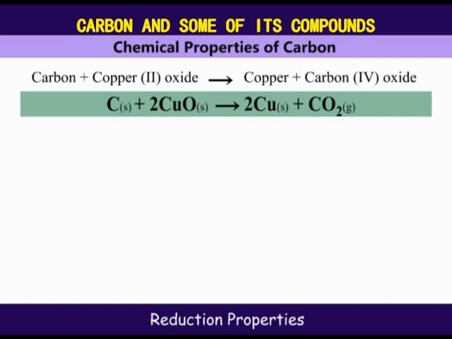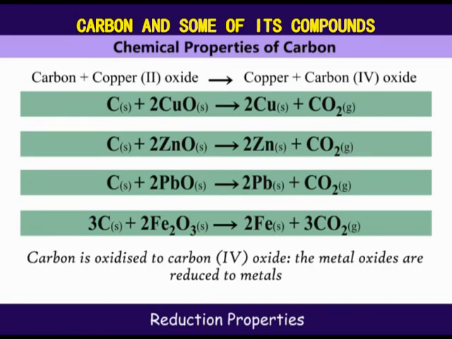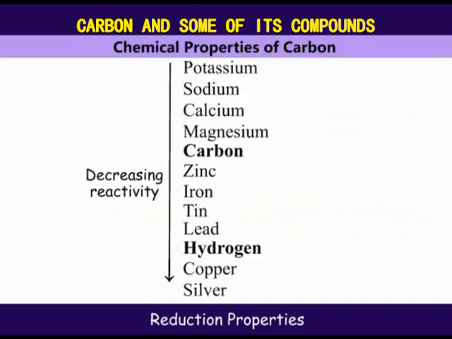Similarly, carbon removes combined oxygen from zinc oxide, lead 2 oxide and iron 3 oxide. Carbon has the ability to remove combined oxygen from other metals. In these reactions, carbon is oxidized to carbon 4 oxide and the metal oxides are reduced to metals. In terms of competition for combined oxygen, carbon can be placed in the reactivity series of metals between aluminium and zinc. Thus, it reduces the oxides of all metals below it in the reactivity series. Therefore, carbon is a reducing agent.